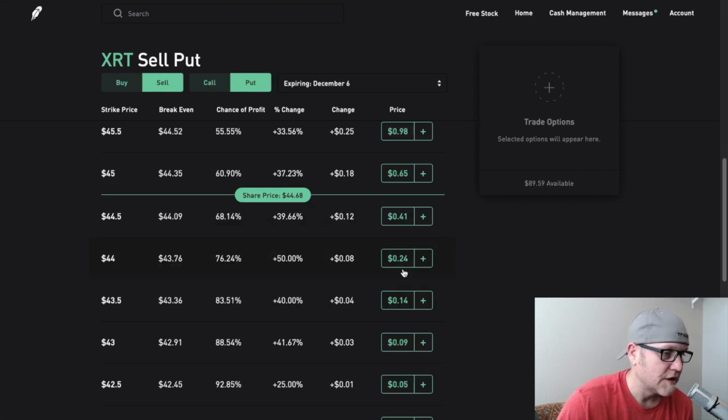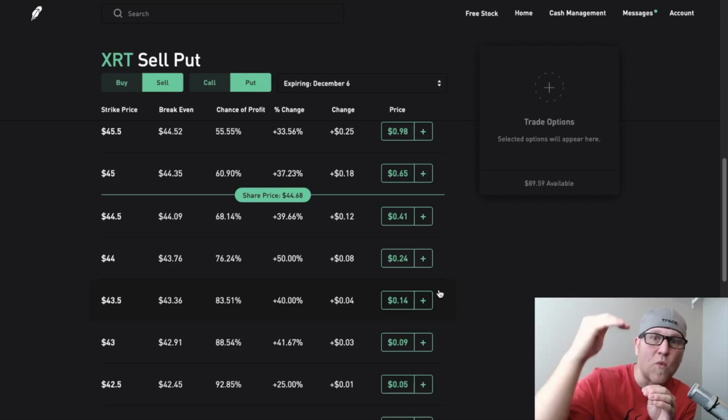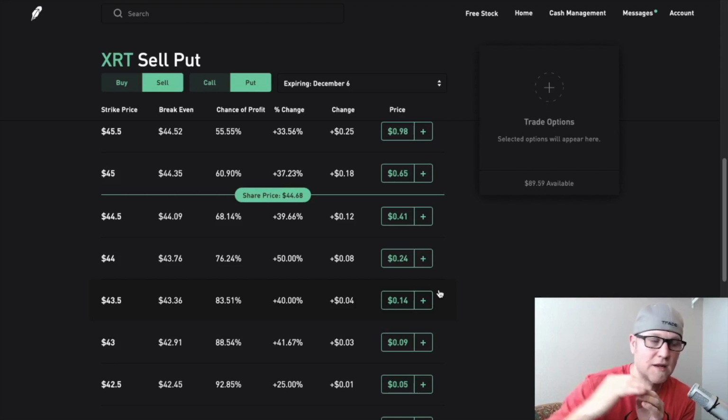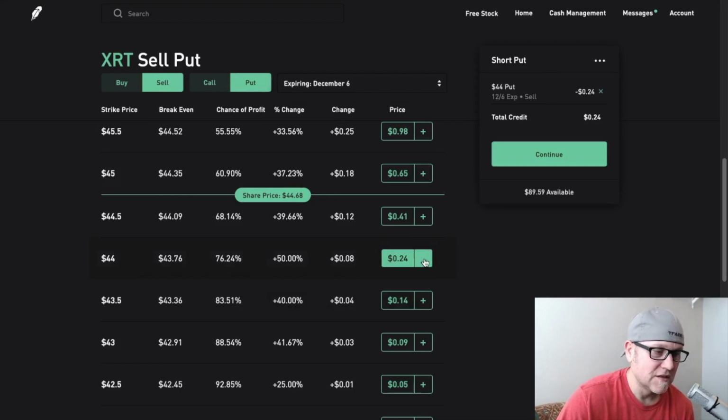Okay, so here we're still gonna sell this put, because remember, selling a put is the same thing as buying a call, right? We want it to go up. We're selling that put, so we don't want that put to get hit, right? So we want the price to stay up. So we are selling up here, selling the put, and this is expiring next Friday. So we're gonna click this one.